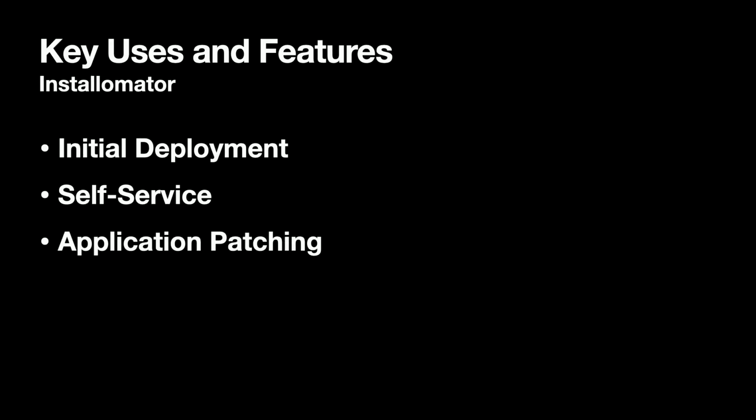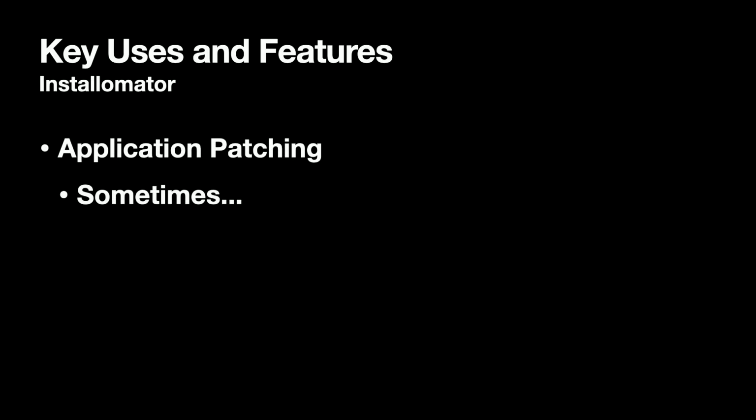So the key uses and features of Installomator, using for initial deployment of applications, or of a workstation even, self-service use cases, and application patching. Find what's on the machine and update it if it's there. Sometimes. So Installomator does not always efficiently update applications. You'll have to look at the recipe and see if the right pieces are there. We're going to talk about that more in just a minute.